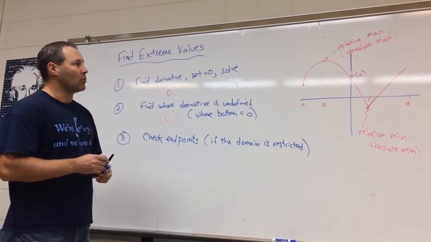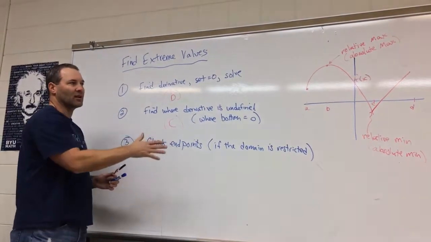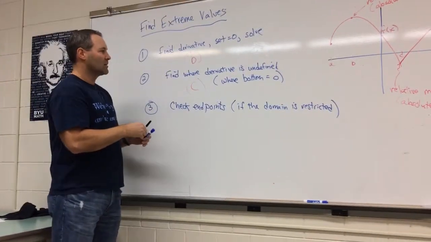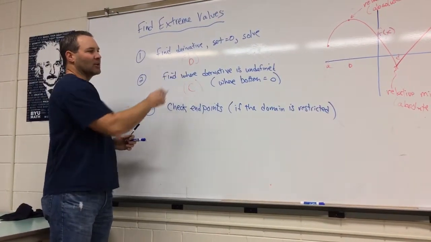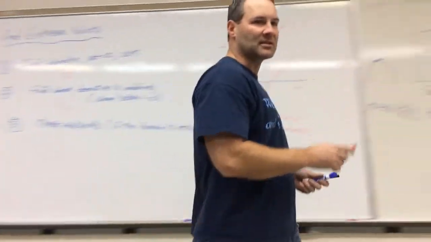Okay, so we find the derivative, set it equal to 0, solve. Now that'll give you critical points. They're called critical points where the derivative is equal to 0. Then you find out where the derivative is undefined, or set the bottom equal to 0. Okay, we need an example. So there's one in your notes. I'm not going to go through all of it up here on the board.